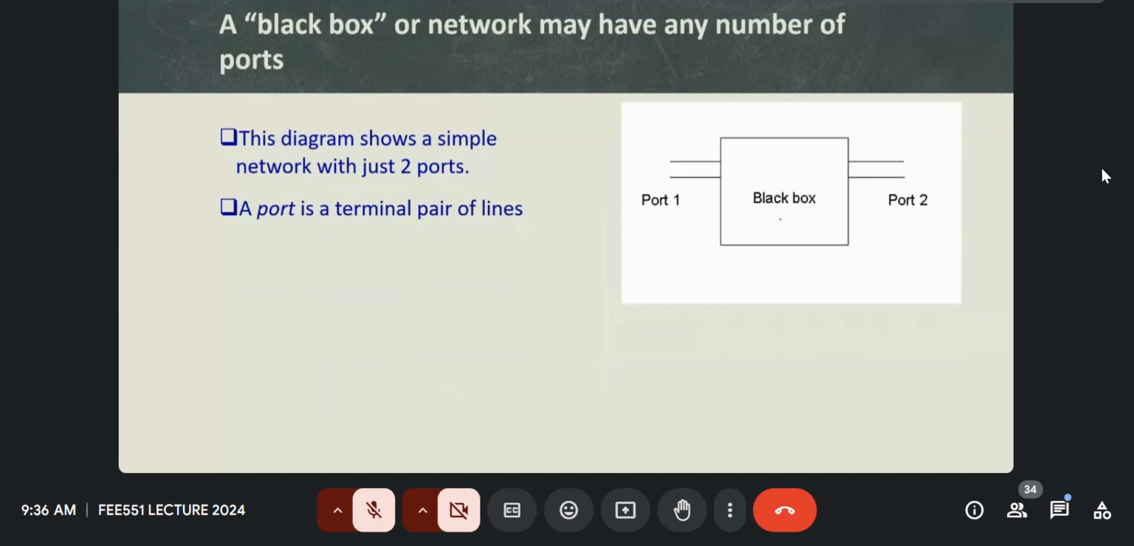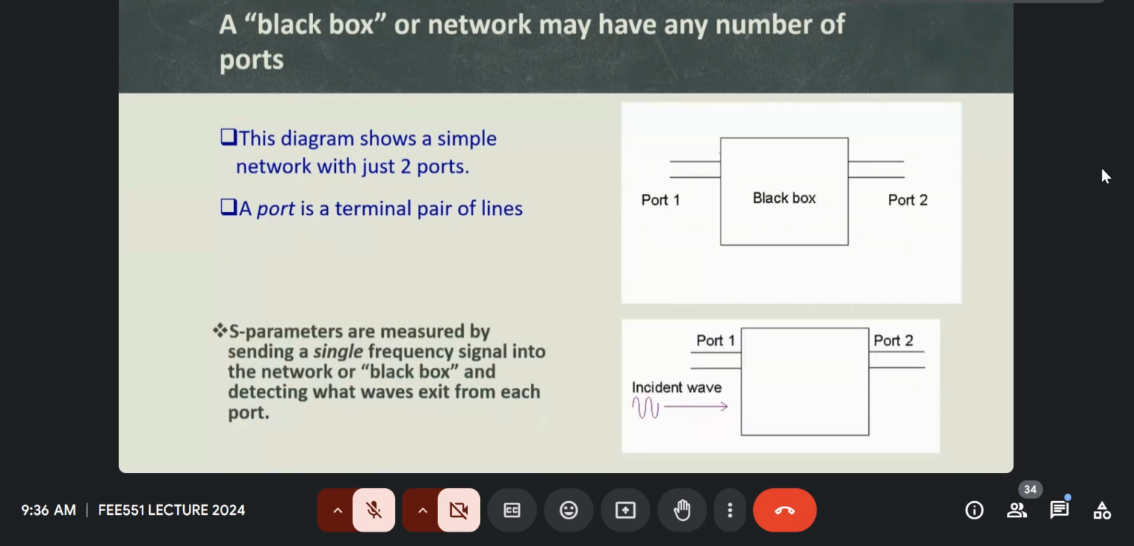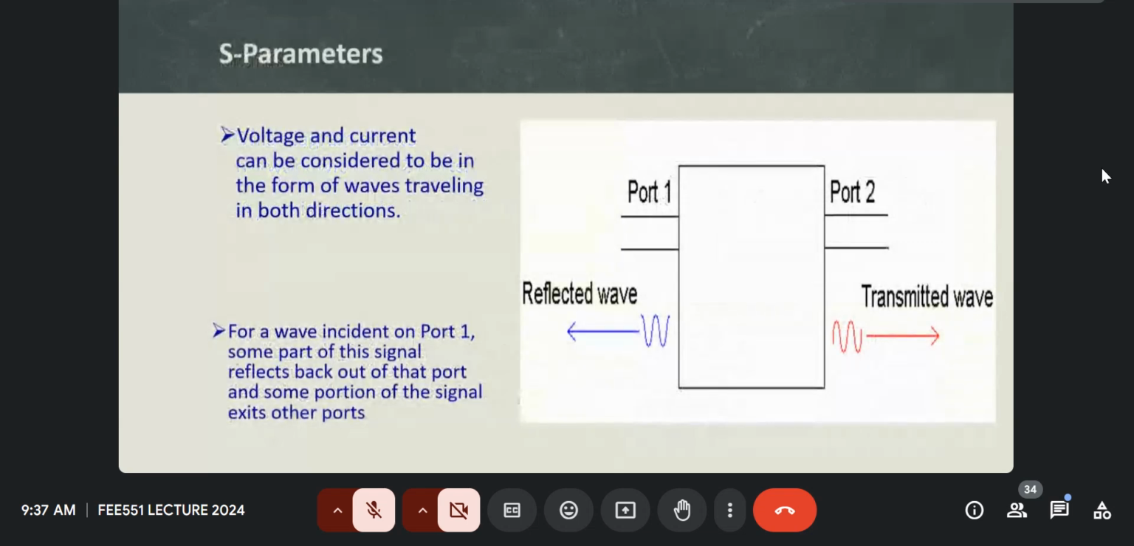Okay, so let's look at these. For example, this is a two-port network. You have port 1, you have port 2, as a black box. And you can consider these ports as lines. With S parameters, you can enter a frequency into one port and then study what happens at the other port. When you put an incident wave, you can get a reflected wave, etc. For example, here, you can have a wave that's reflected and another that's transmitted when you enter at port 1.